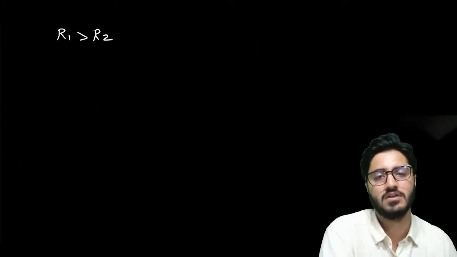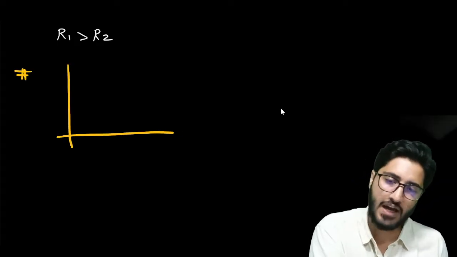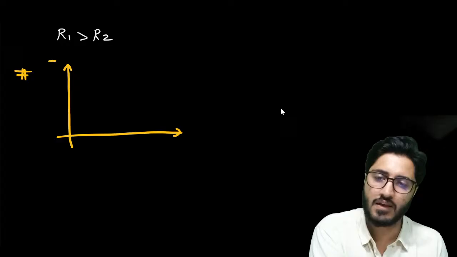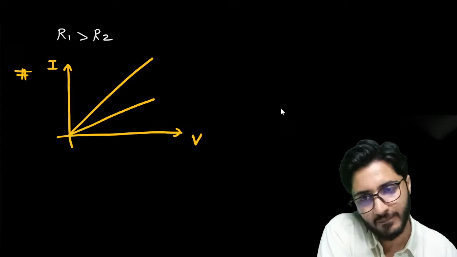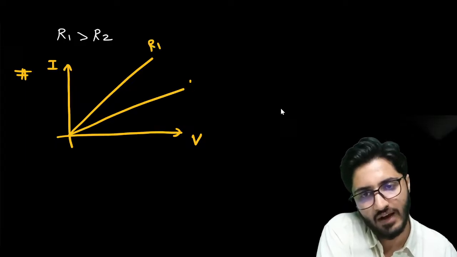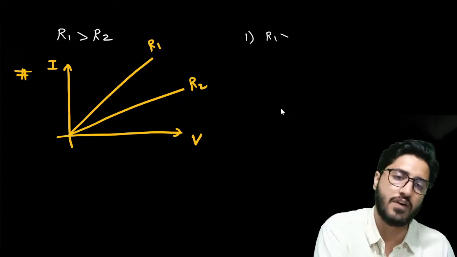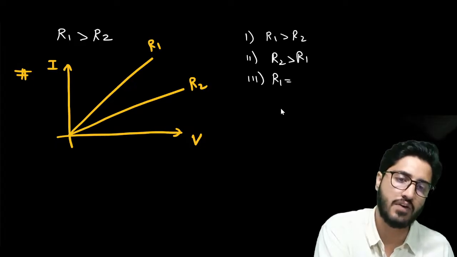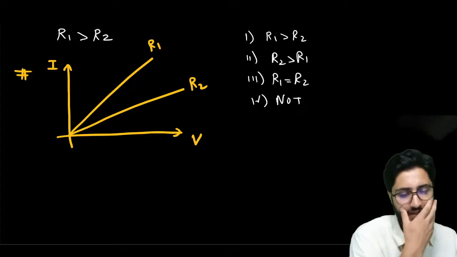Second numerical. My numerical is now between I and V. The value of the first one is R1, the value of the second one is R2. Same options. R1 more than R2. Second, R2 more than R1. Third, R1 equals R2. Fourth, none of these. Which one is correct now?